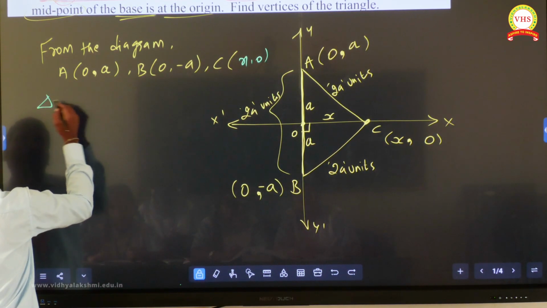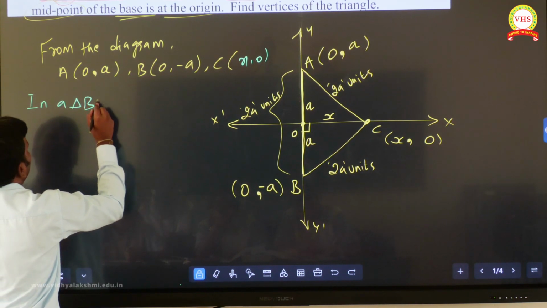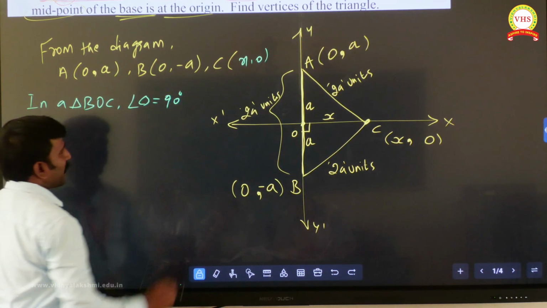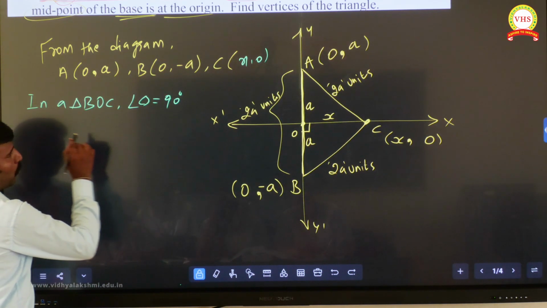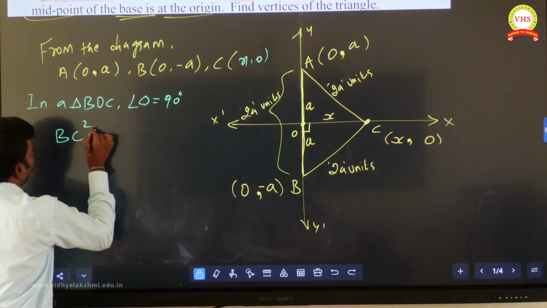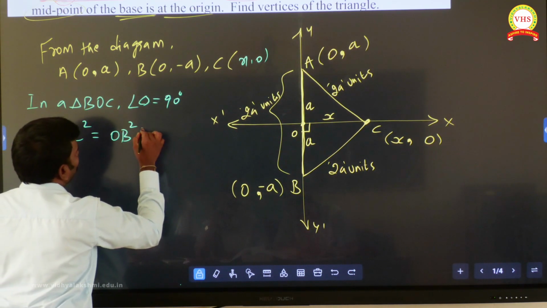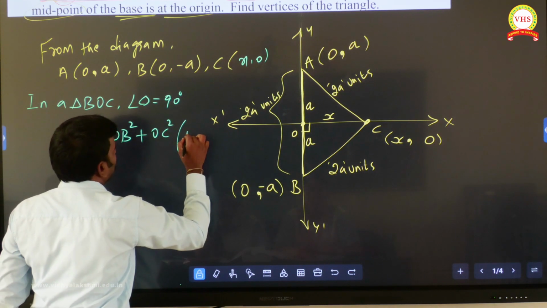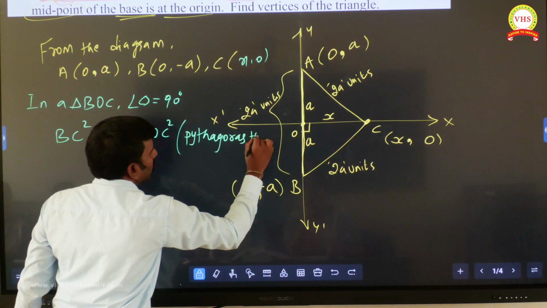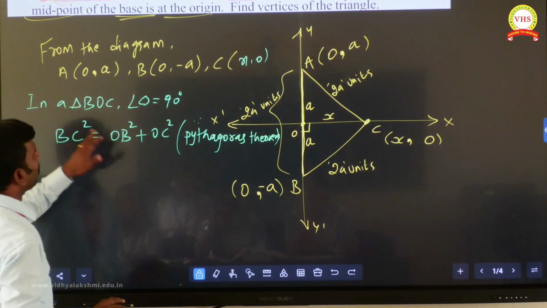In triangle BOC, angle O equals 90 degrees, so I can use the Pythagoras theorem. The side opposite the 90 degree angle is BC, the hypotenuse. So BC square equals the sum of the squares of the other two sides, that means OB square plus OC square, by using the Pythagoras theorem.